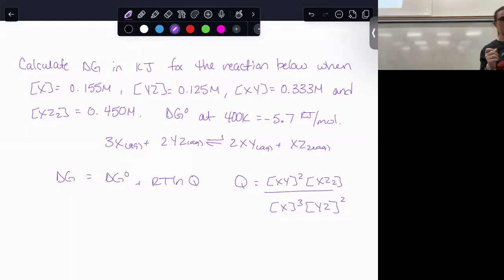RT is 0.081, is it? Yes, perfect. So R here is 8.314 joules per mole Kelvin. We're going to change that to kilojoules, so that's 0.008314. Perfect.